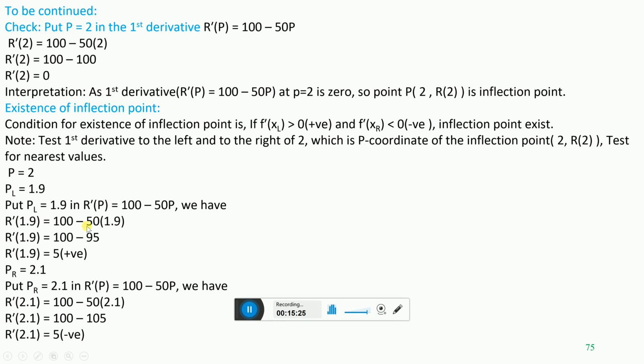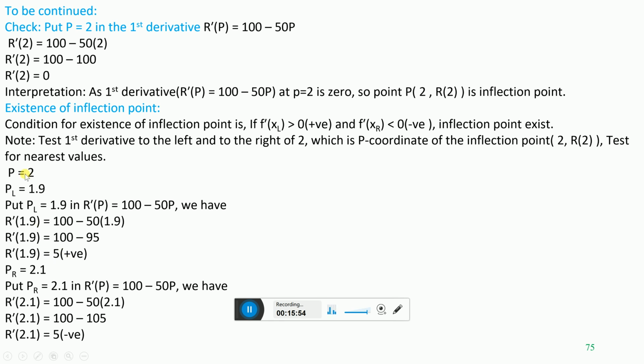So r prime of P is equal to 100 minus 50P, and PL is 1.9. So R prime of 1.9 is equal to 100 as it is, minus 50 multiplied by 1.9, which is 95. And R prime of 1.9 is positive. So we check to the left of 2 by the near value 1.9. The slope of the function is increasing. The first derivative is positive.